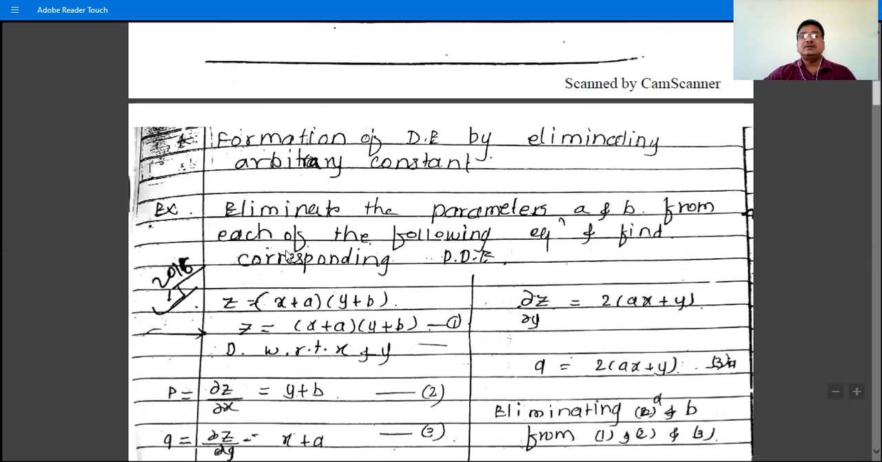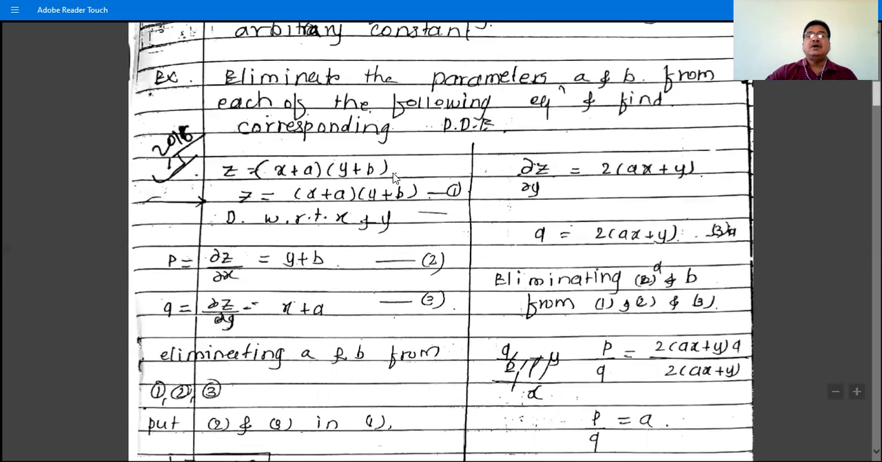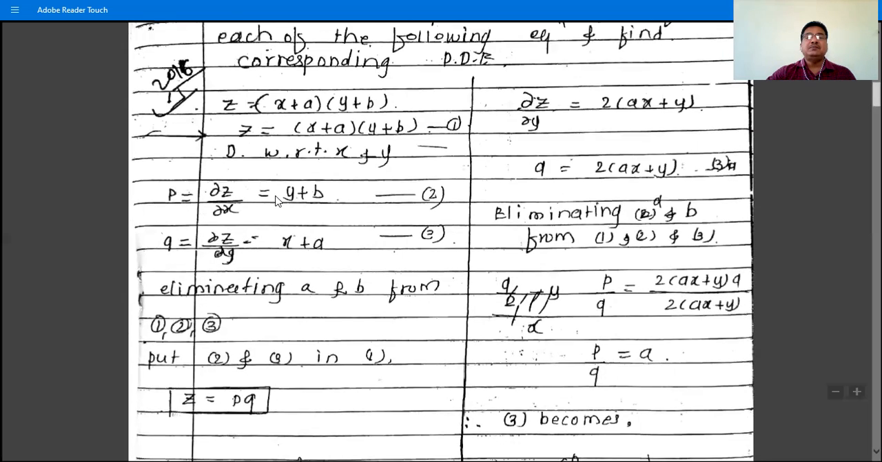So in this problem, we have to eliminate the constants, arbitrary parameters a and b. Here z is given directly as a function of x, y in terms of a and b. So the procedure is the same: differentiate with respect to x and y, and then from those two equations eliminate small a and small b, the arbitrary constants.